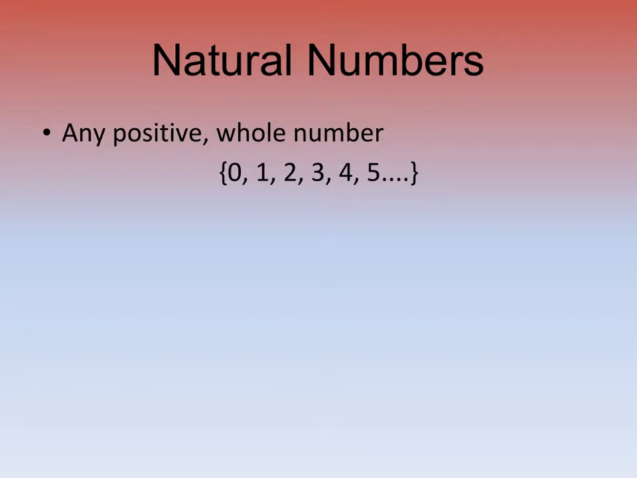So first we're going to look at natural numbers. Natural numbers are any positive whole number. So, for example, 0, 1, 2, 3, 4, 5, 25, 82, 1,374. Any positive whole number is a natural number. We will represent natural numbers using this symbol.